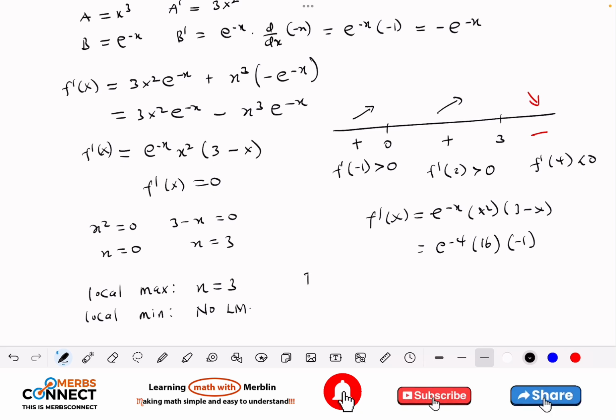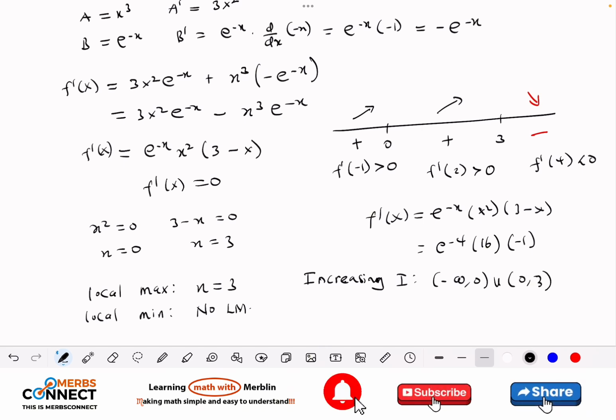Now let's check for the increasing interval. So for increasing, we have this and that. So we are going to move from negative infinity up to 0, right? Then we move from 0 to 3 because it's still increasing. So union 0 to 3. Now from here going is decreasing. So that one will give us a decreasing interval, right? The decreasing interval, which will be from, I think, let me see.